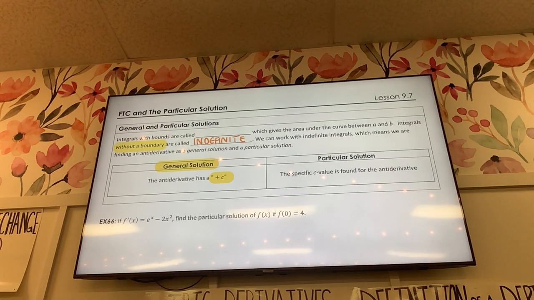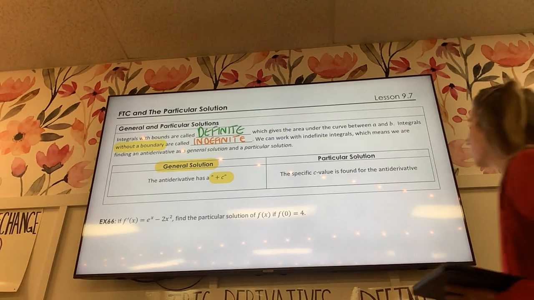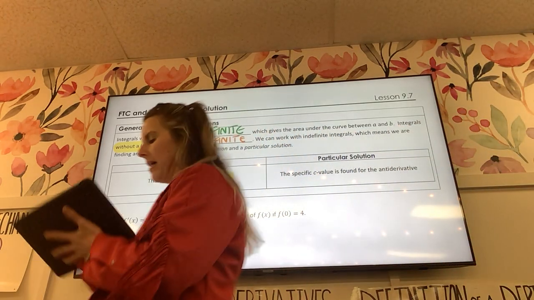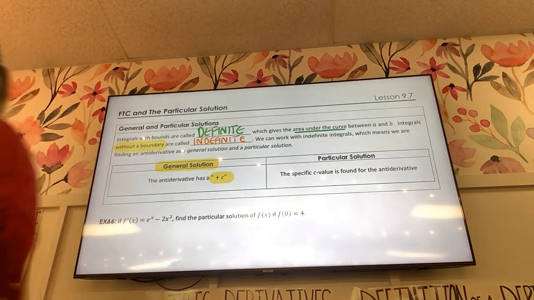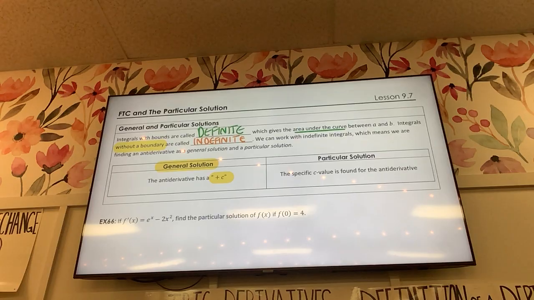What does that say? Indefinite. What's the first blank? The first blank's going to be, that's a definite. Definite integrals are when you have the boundaries and your answer will be like an actual number that tells you the area under the curve from your specific x values. All right, so definite integrals will give you the area under the curve. Indefinite integrals are going to give you some kind of general solution for finding the area under a curve.